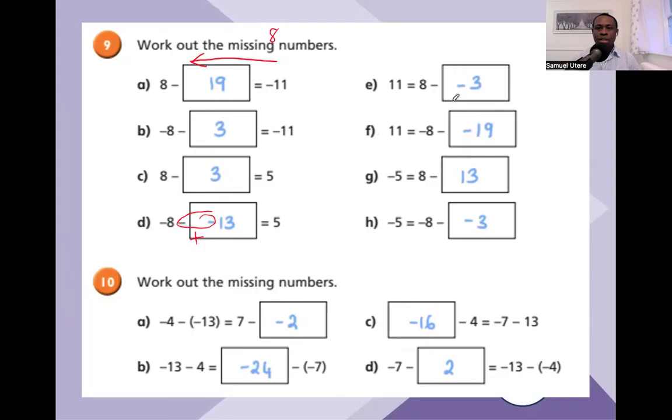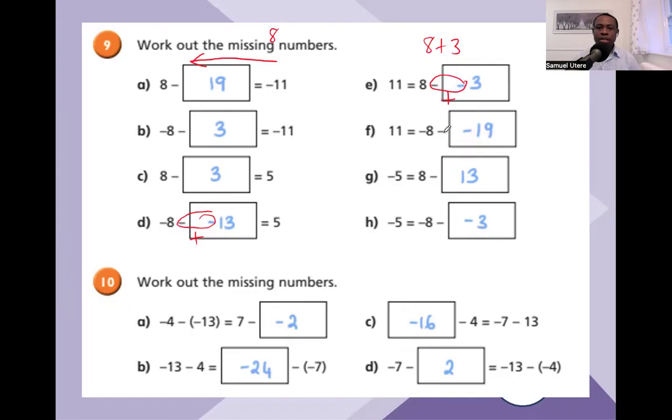This one is the same process we use for these ones. So 8 subtract something should give us 11. Now we know that to get from 8 to 11, and then we're subtracting something, we're definitely adding 3 to 8 to get 11. So it has to be a negative in that box, because two negatives will become positive.